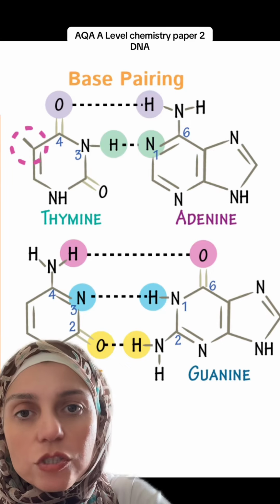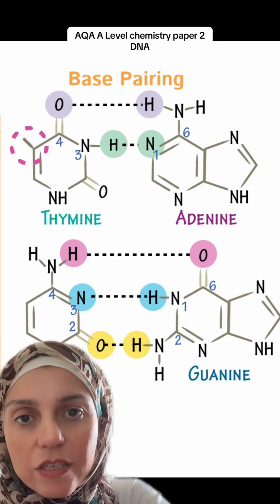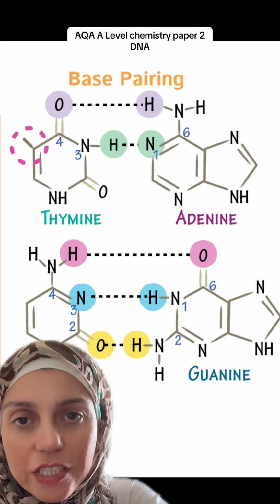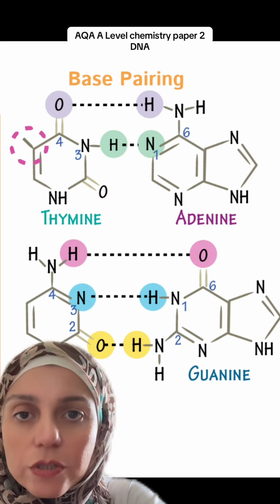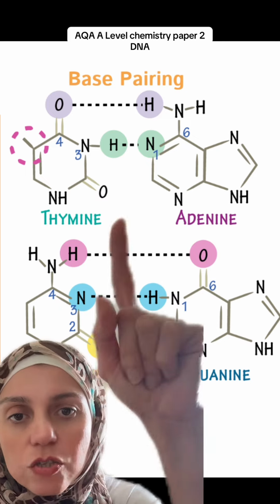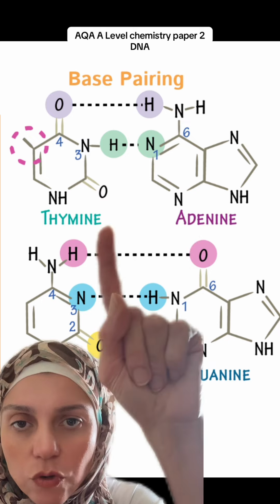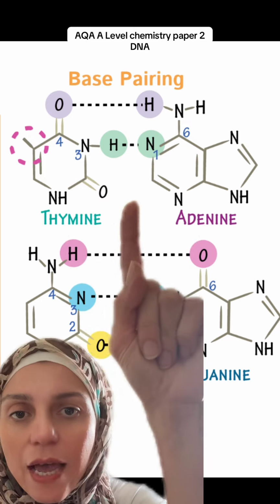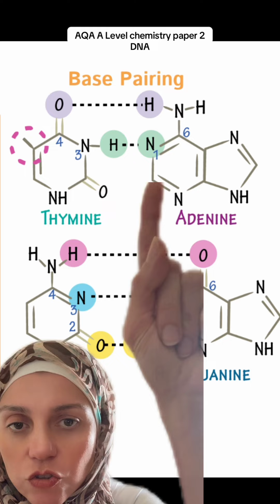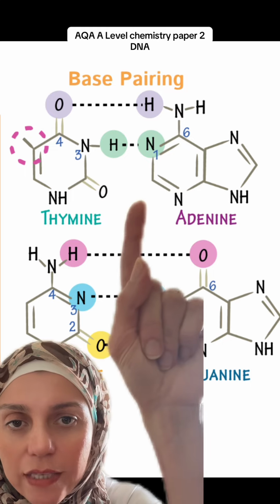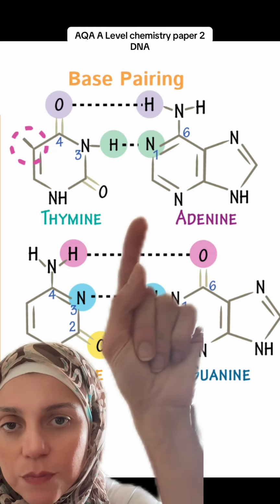One of the potential questions for paper 2 AQA A level chemistry this year is DNA. So you need to learn about the hydrogen bonding and the base pairing. So remember that adenine would make two hydrogen bonds with thymine, and the groups involved in the hydrogen bonding would be the NH2 and the nitrogen in the adenine on the six-membered ring.